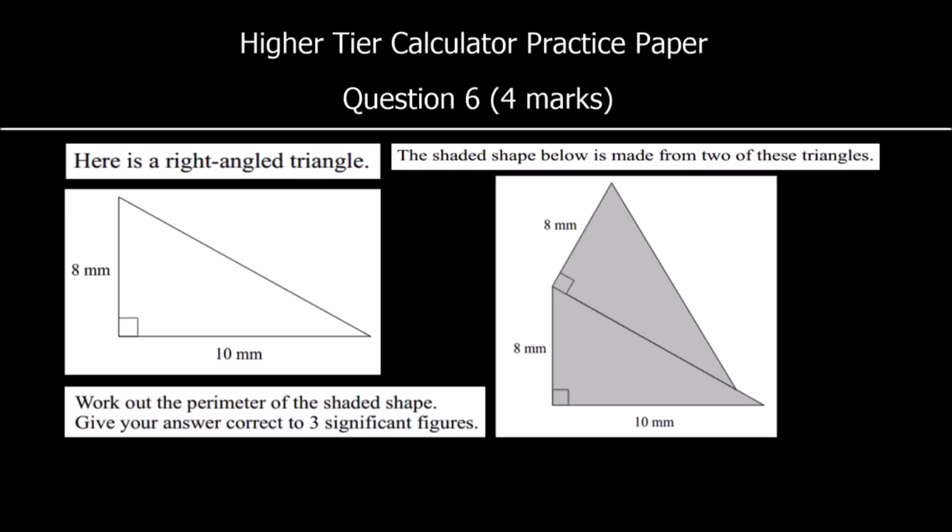Question 6. Here is a right angle triangle. So we've got the two short sides, 8 millimeters and 10 millimeters. We don't know the hypotenuse. And we've got a shaded shape made from two of these triangles. And we need to work out the perimeter of this shaded shape. So the first thing we're going to have to do is work out the hypotenuse, and we do that using Pythagoras.